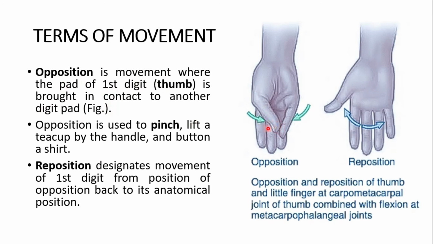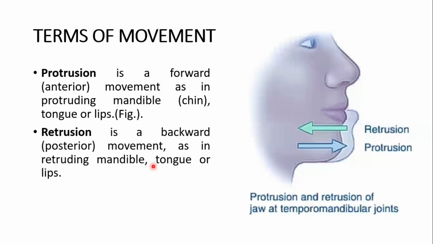This is opposition, very important, and it is important in pinching and lifting a teacup by the handle and buttoning a shirt. Reposition is bringing it back. It designates movement of the first digit from the position of opposition back to its anatomical position. So the terms of movement are very, very interesting.